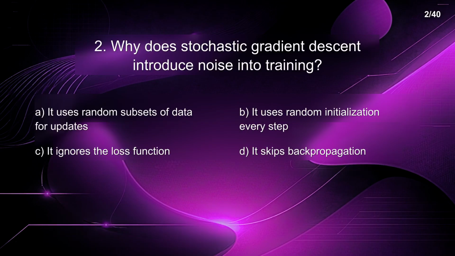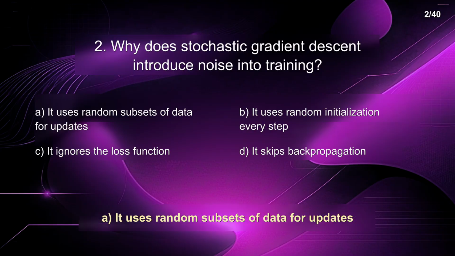Second question. Why does stochastic gradient descent introduce noise into training? A. It uses random subsets of data for updates. B. It uses random initialization every step. C. It ignores the loss function. D. It skips backpropagation. Correct answer is A. It uses random subsets of data for updates.